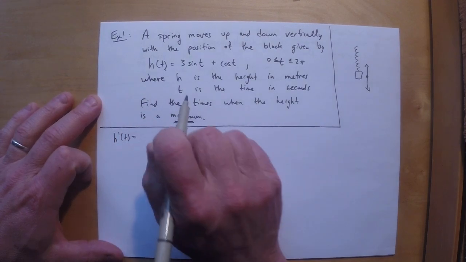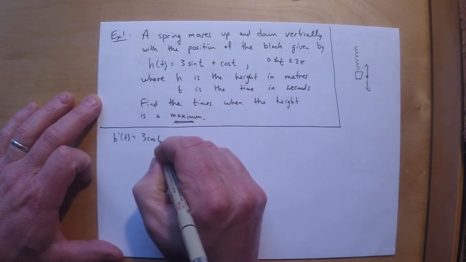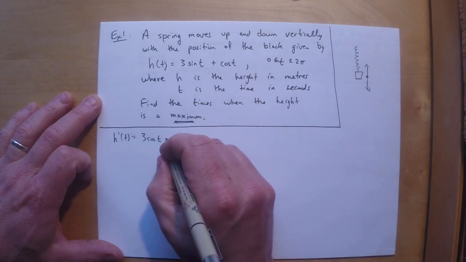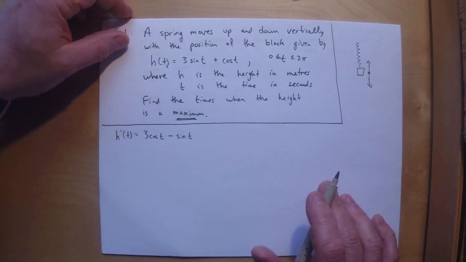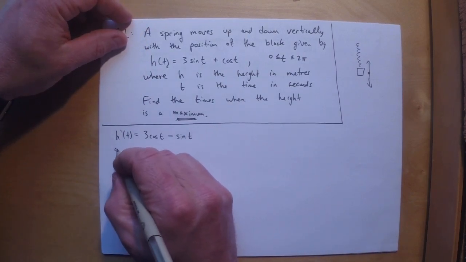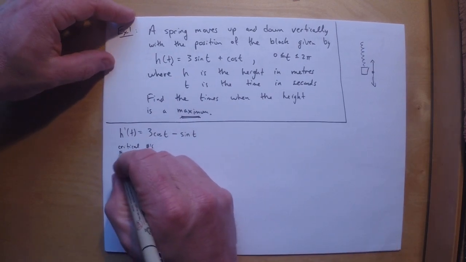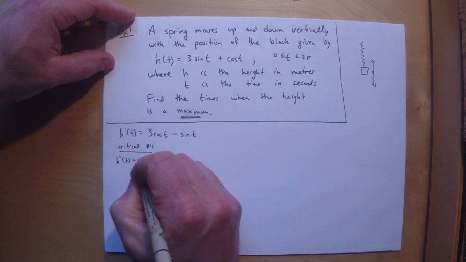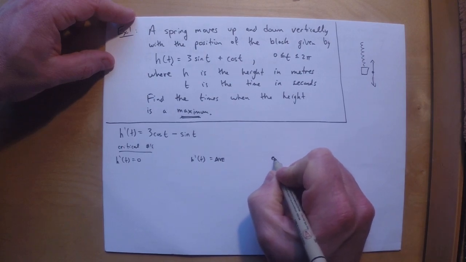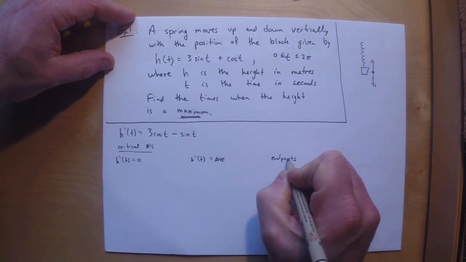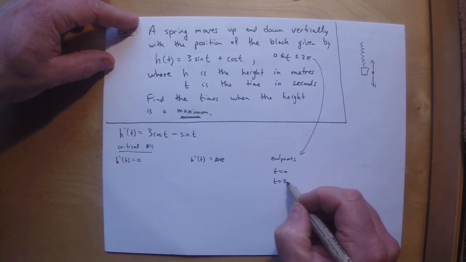Derivative. The derivative of 3 sine t with respect to time is going to be 3 cos t. Derivative of cos is negative sine, so it'll be negative sine t. So there's the derivative, and because I'm doing max-min, I'm thinking critical numbers. Are we on the screen there? We are, okay. So critical numbers happen when the derivative is equal to 0, when the derivative is undefined, and when there are endpoints. So let's go backwards. Endpoints, definitely at time 0 and time 2 pi.